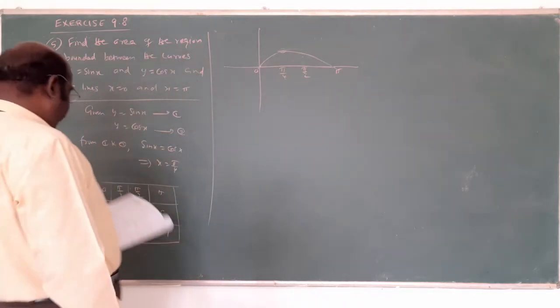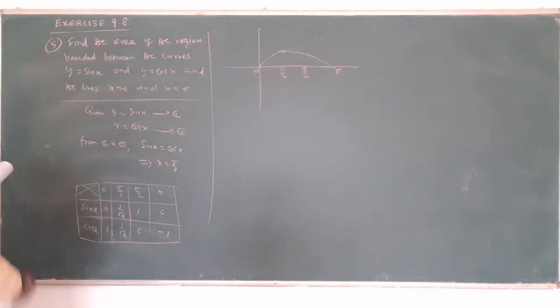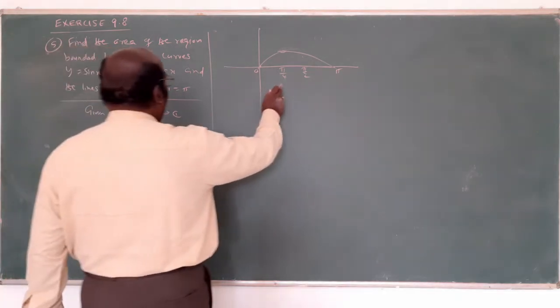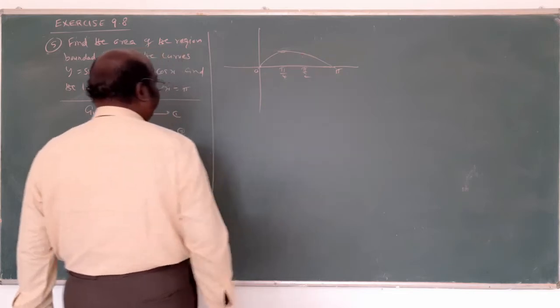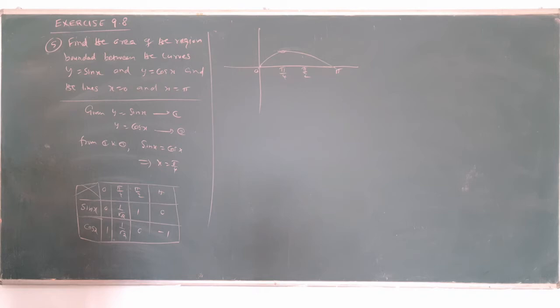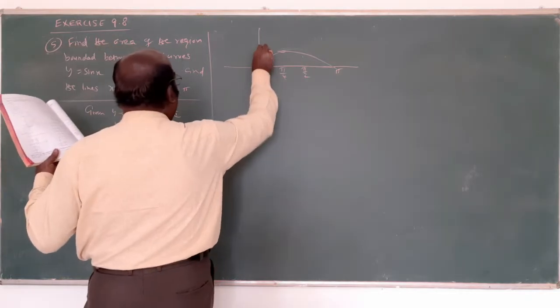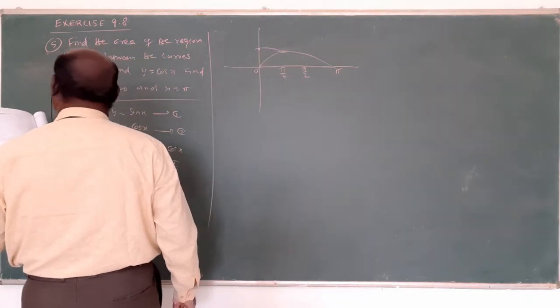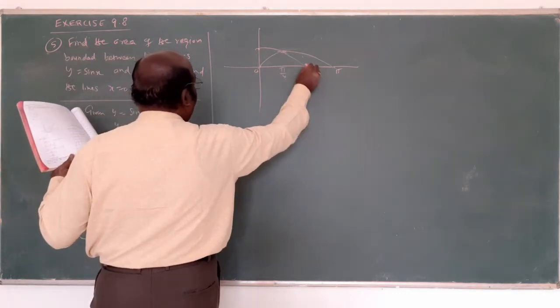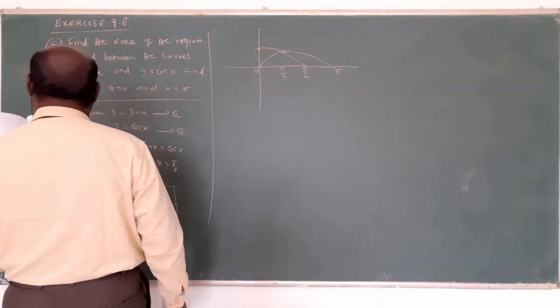Am I correct? X is 0. Approximately, pi by 4 means 1 by root 2. Pi by 2 means only 1. Am I right? Next, pi is 0. Next is cos x. Cos x at 0 is 1, so the point is 0, 1. Then at pi by 2, it is 0 here. Next, again at pi it is minus 1 here.